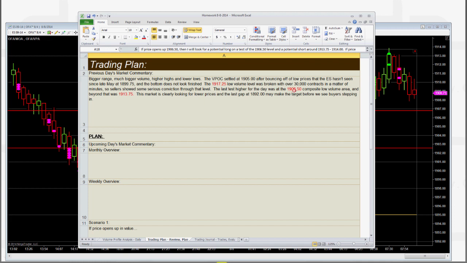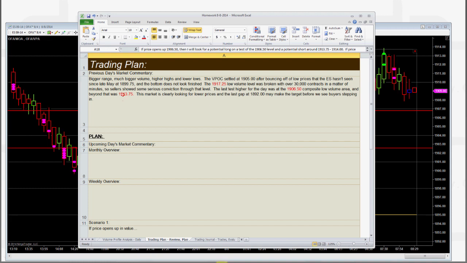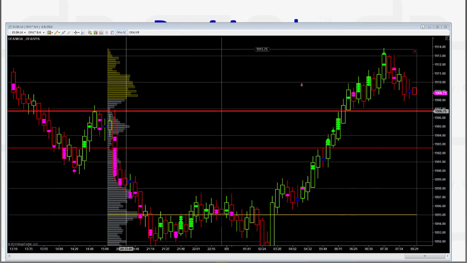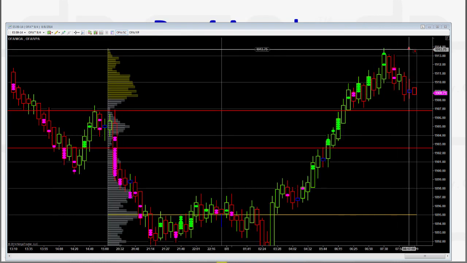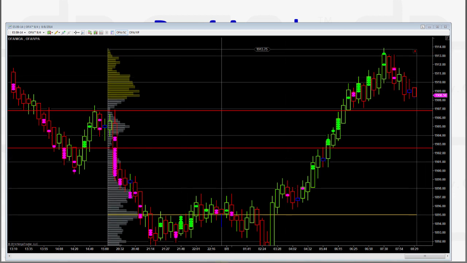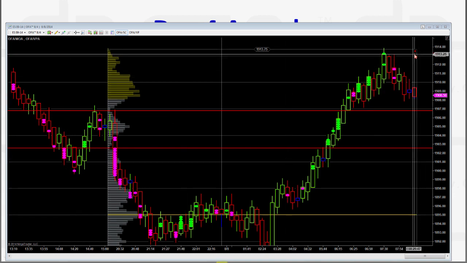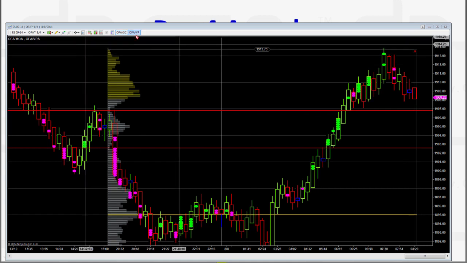The last test high for the day was up at 1906.50, which is close to that 1907.25, which is a composite low volume area. And beyond that, the last test high was to 1913.75. And so that's another place where I'm looking for sellers to come in. And if you look at what's happened so far in the overnight, where does it test up to? Right to 1913.75.